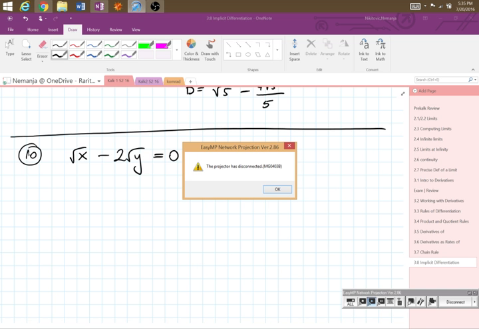So here it is. Square root of x minus 2 square root of y is equal to 0. That's the first problem that you should work on. And then the second problem, you're going to love it. It says tangent xy is equal to x plus y. So these are the two.